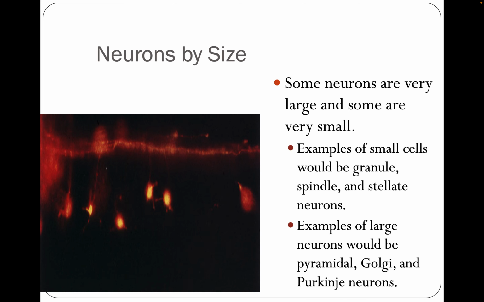Some neurons are very large and some are very small. Examples of small cells would be granule, spindle, and stellate neurons. Examples of large neurons would be pyramidal, Golgi, and Purkinje neurons.